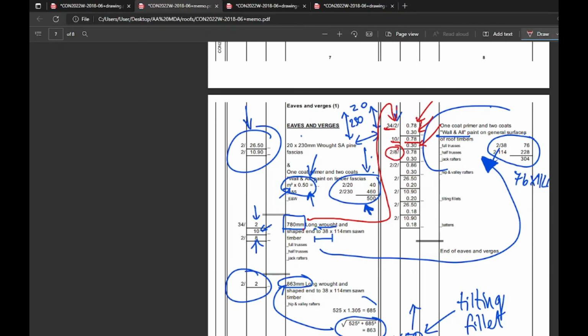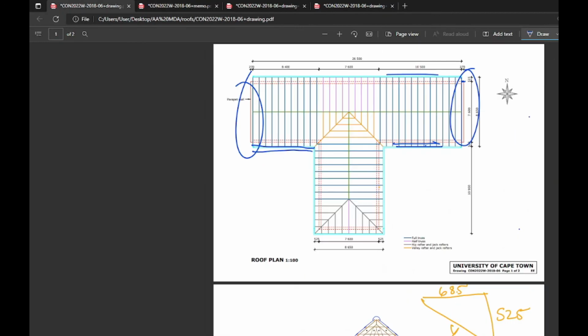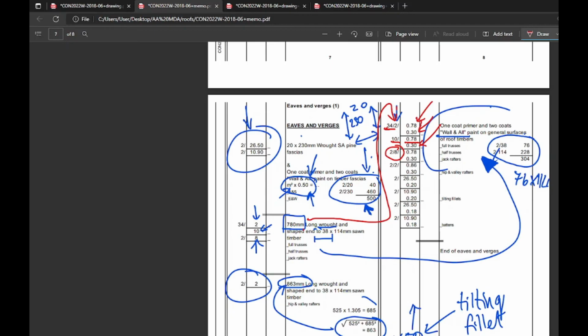These are your jack rafters. Okay? 8 times 2, remember? 8 and 8. Right. And 2 by 2. A little bit less obvious. Let's take a look where these 2 by 2s are going. 1, 2, there. Okay.